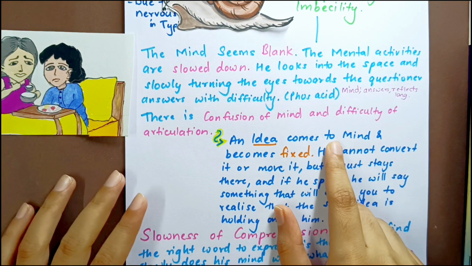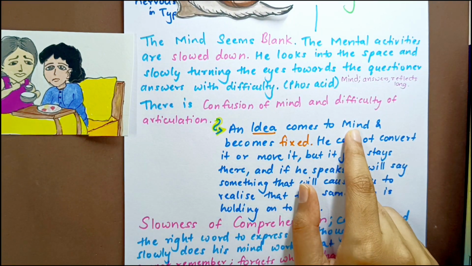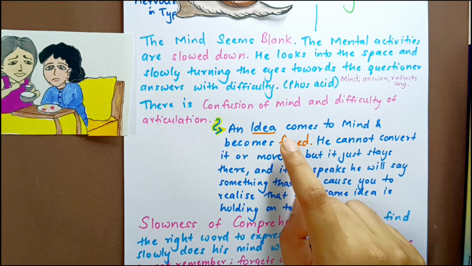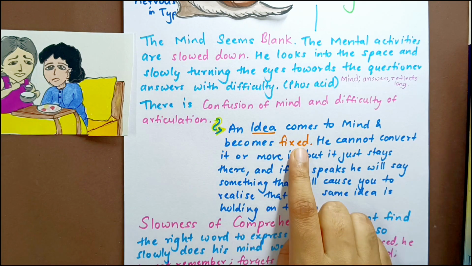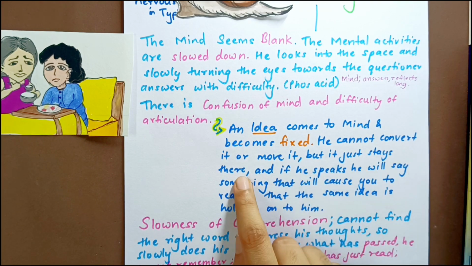So an idea comes to the mind. Let's see how. Dr. Kent has very, very beautifully explained this. An idea comes to the mind and becomes fixed. In these people, whatever idea has come to their mind will become fixed. He cannot convert it or move it, but it just stays there.